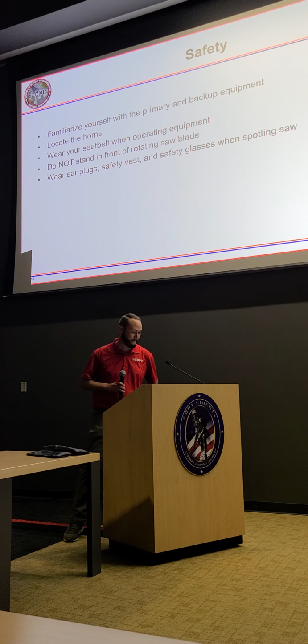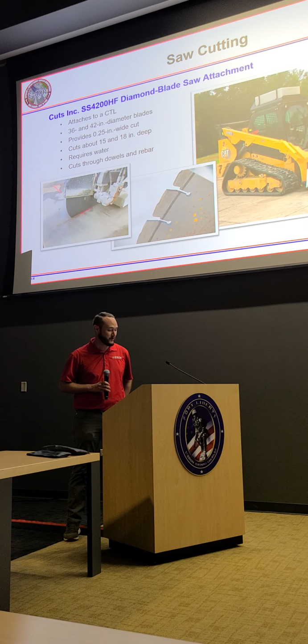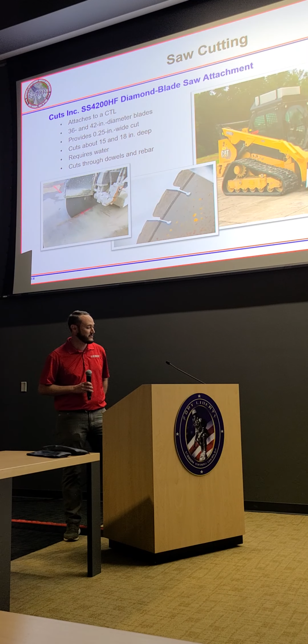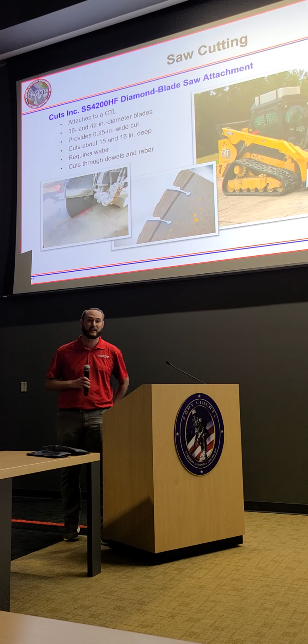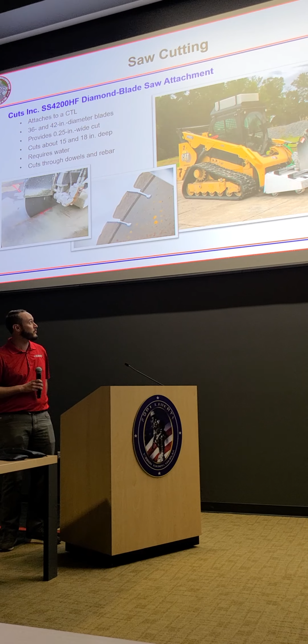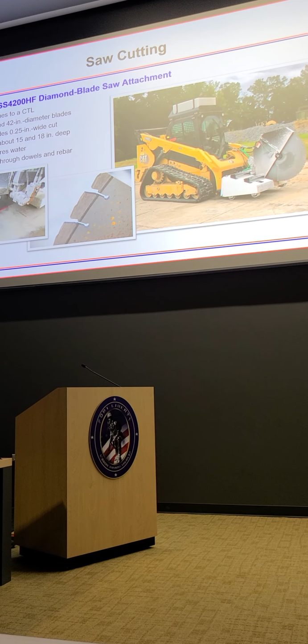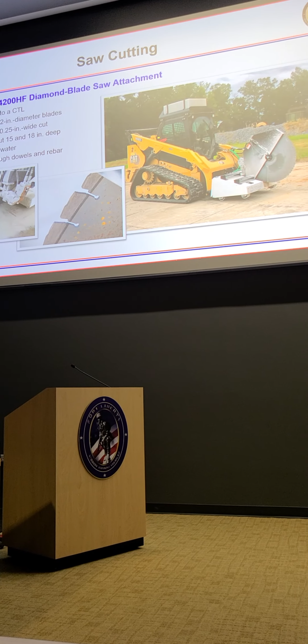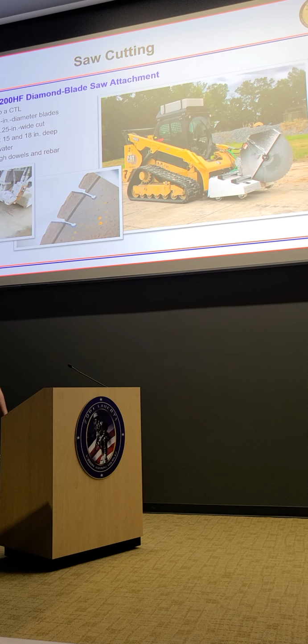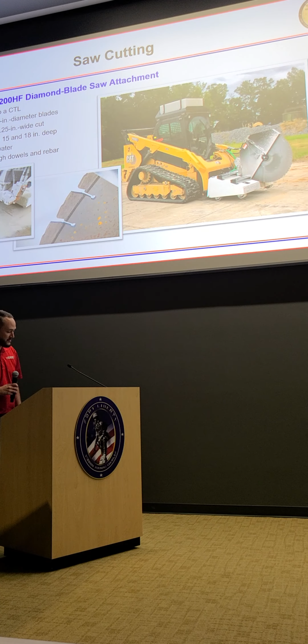We're going to look at two attachments here, the first being the Cuts Incorporated Diamond Blade Saw Attachment that was identified during the EADR JCTD. Most of you have probably seen a brief on this by this point. I know all the folks that visited Erdic back in November got some hands-on time with this one. But it's a CTL attachment that cuts pavement.